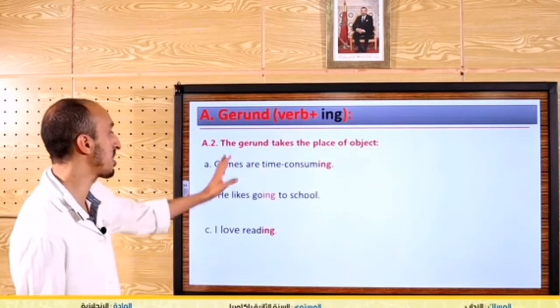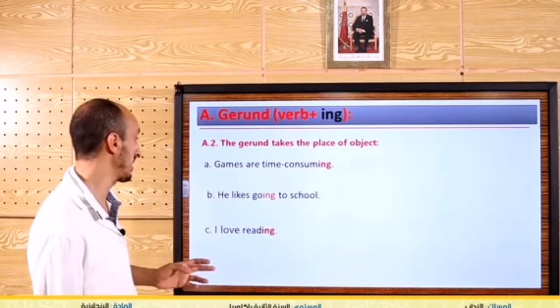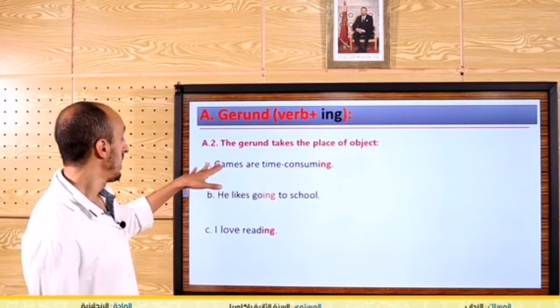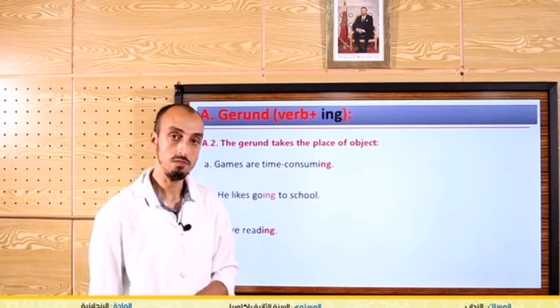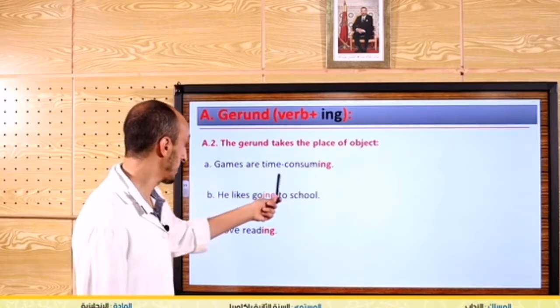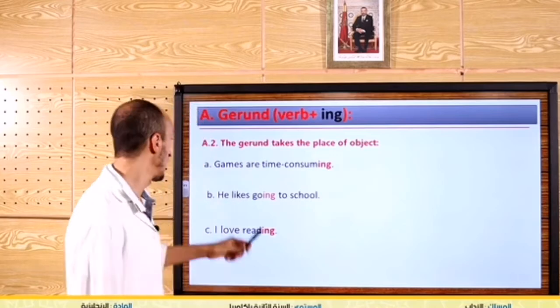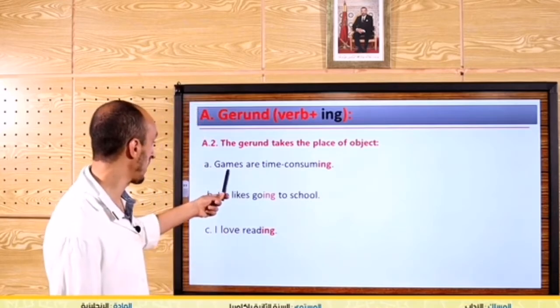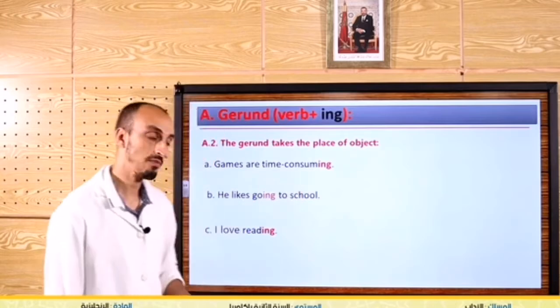Let's go on. The gerund takes the place of the object this time. It can be used as an object. Example A. Games are time consuming. Where is the gerund? Time consuming. It comes in the position of the object. Games, subject, are verb to be, time consuming, object.